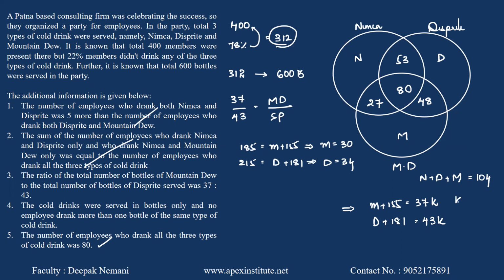So k should be greater than or equal to 5. Why? 37k should be greater than 155 for sure. You cannot have 37 into some number less than 155, because 37k is equal to m plus 155 and m is an integer. So if m is equal to 30 and d is equal to 34, what will be the value of n? N will be 40.